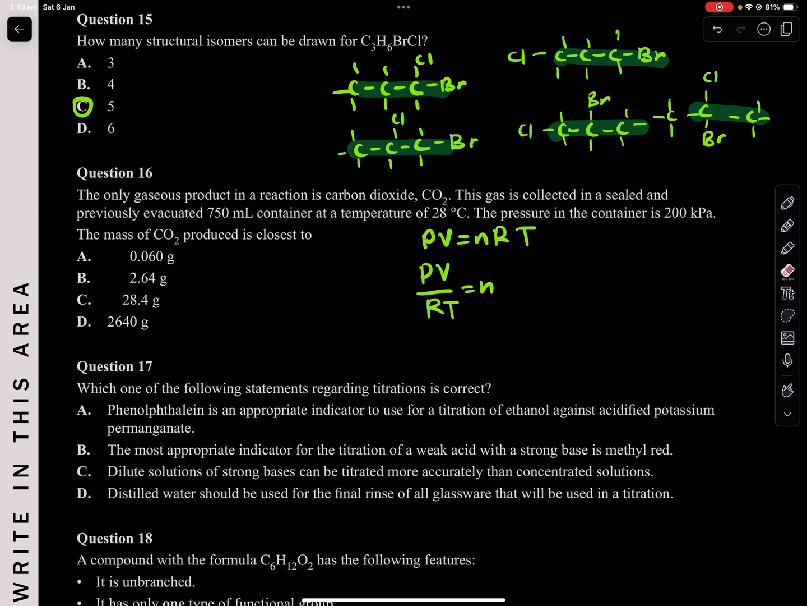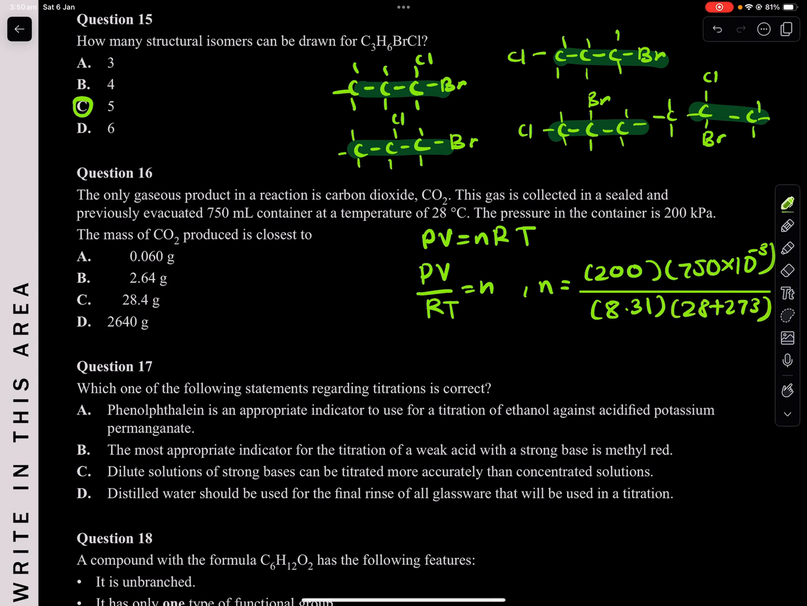So PV over RT equals n. What's P? The pressure has to be in kilopascals, which it is, so 200. Volume has to be in liters, so it'd be 750 times 10 to the negative 3 to make it into liters. Divided by R, which is 8.31, a constant you can find in your data booklet. T is the temperature in Kelvin, so it'll be 28 plus 273. And that's it. Let's do that.